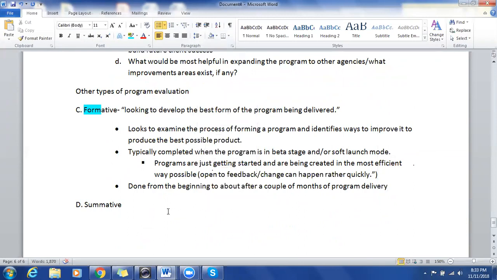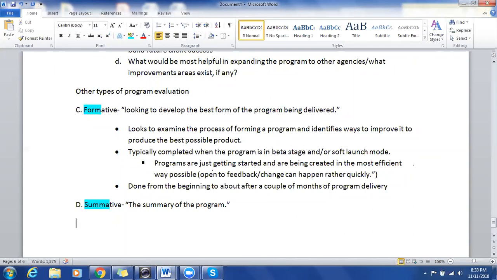And that leads us to our word summative, and then I will highlight this part of it, the summary, which if we add a couple letters looks like summary. So this is essentially the summary of the program.